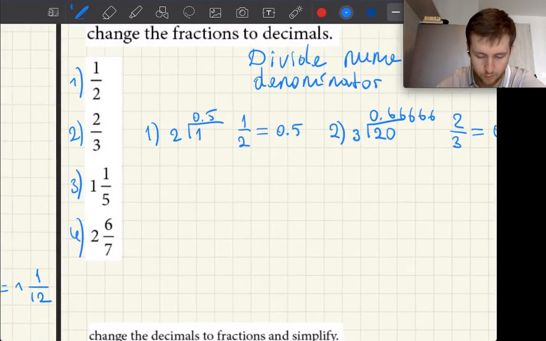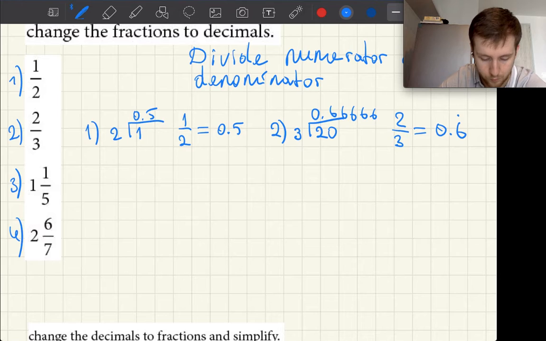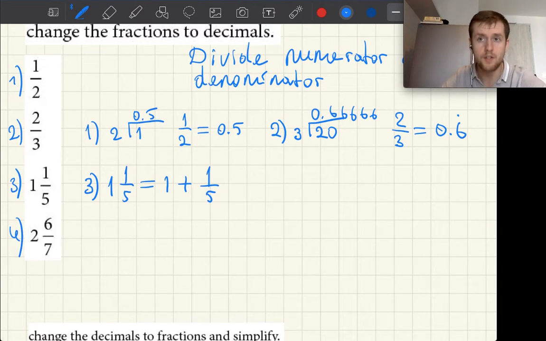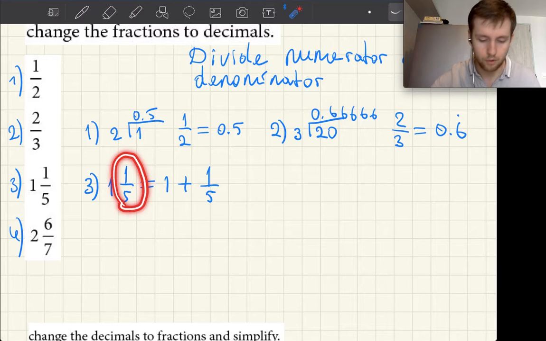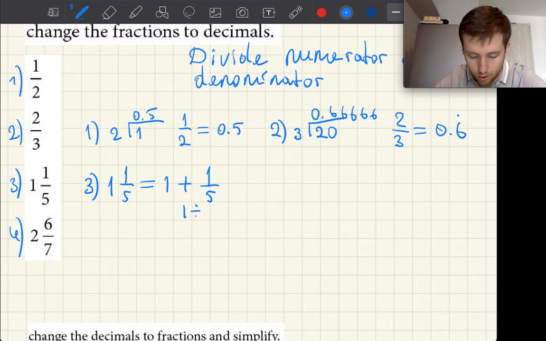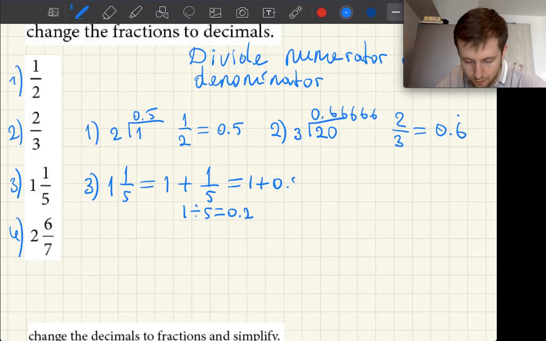Okay, so next we have 1 and 1/5. Here actually what we can do is we can say that 1 and 1 over 5 equals 1 plus 1 over 5. This way we don't have to convert both parts, we can only convert the fraction part. So only this part can be converted to decimal. 1 over 5, of course, 1 divided by 5 equals 0.2. So we can say that's 1 plus 0.2 equals 1.2.